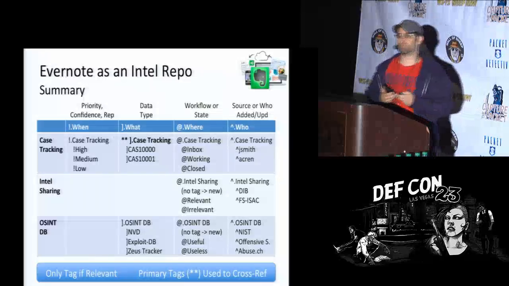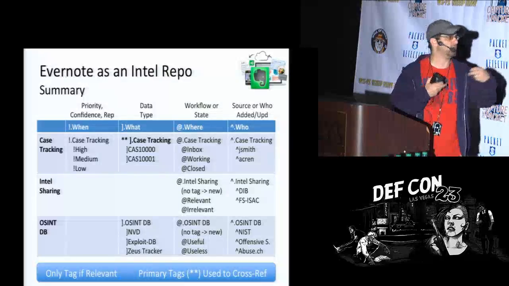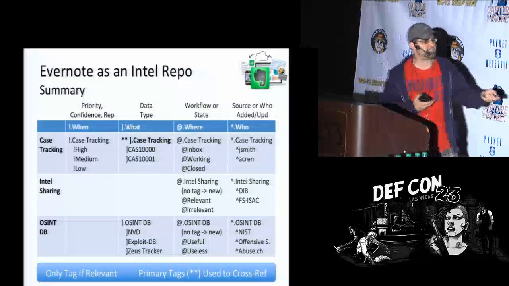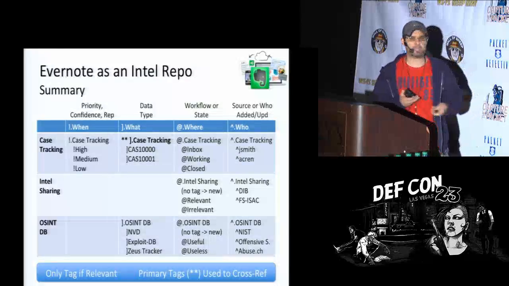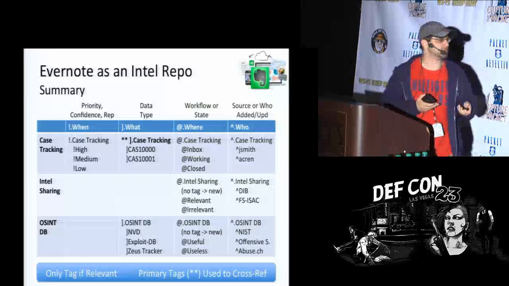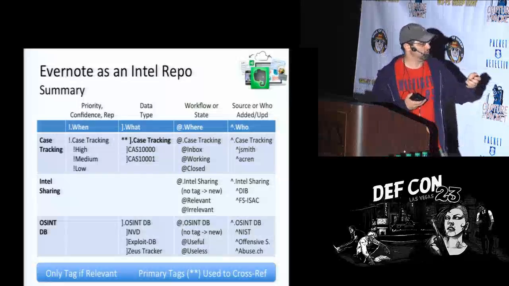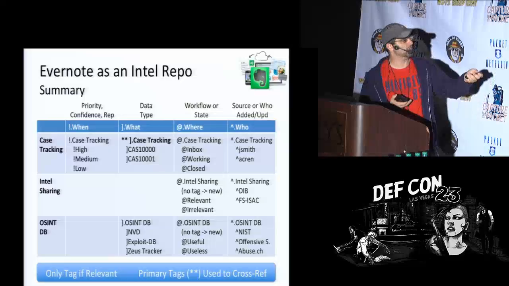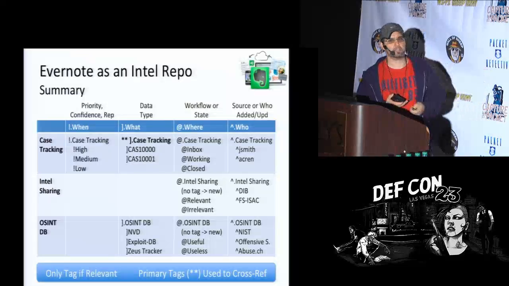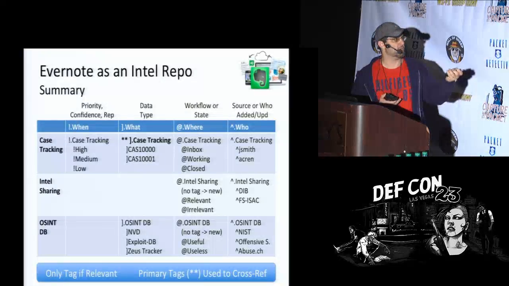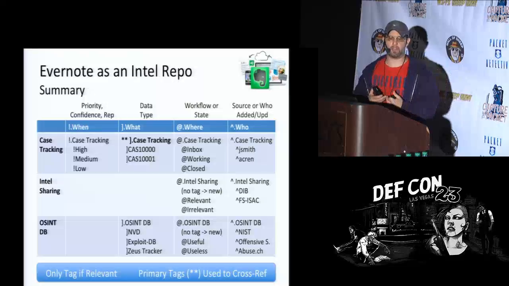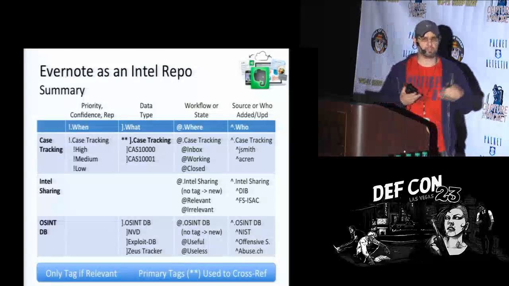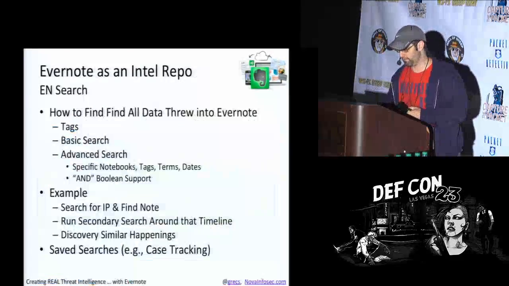But the big thing here is you don't have to go through and manually tag all these things, right? You can only really tag it if it's relevant. Obviously, with the OSINT database, you can auto tag that because that's somewhat automated. And then you can use your primary tags here, which would be the case tracking, so that would essentially be your case number, and you could use that to cross-reference to these two sources, as well as some of those other things like the adversary, the indicator database, campaigns, waves, all that kind of fun stuff.